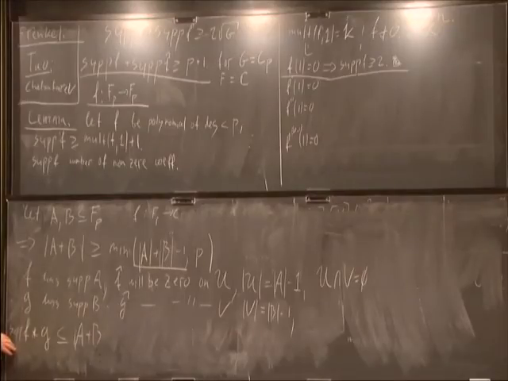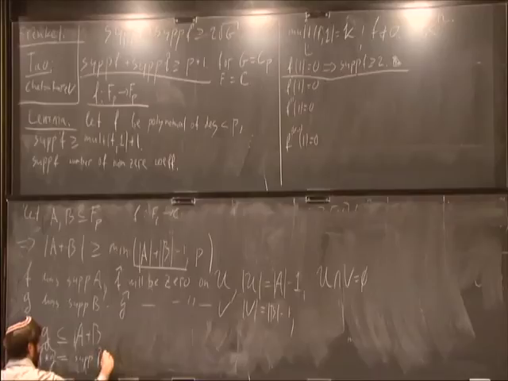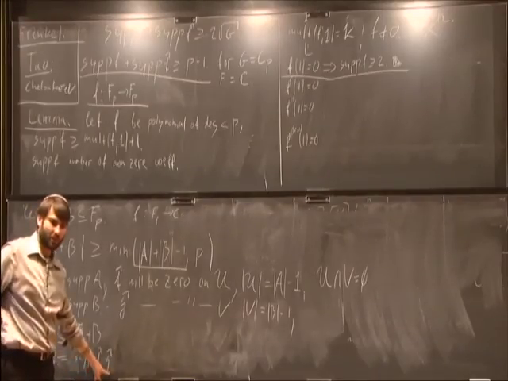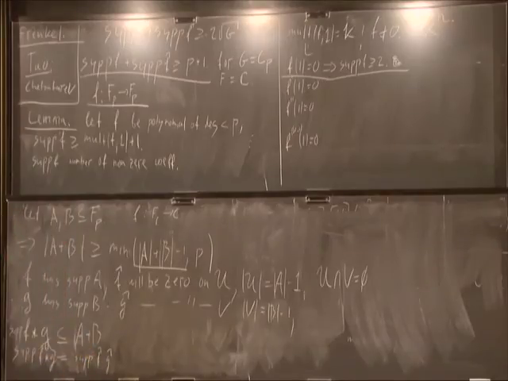On the other hand, what I want to say is about the support of F convolution with g hat. And this is exactly the support of f hat times g hat. It's the pointwise product of f convolution with g.